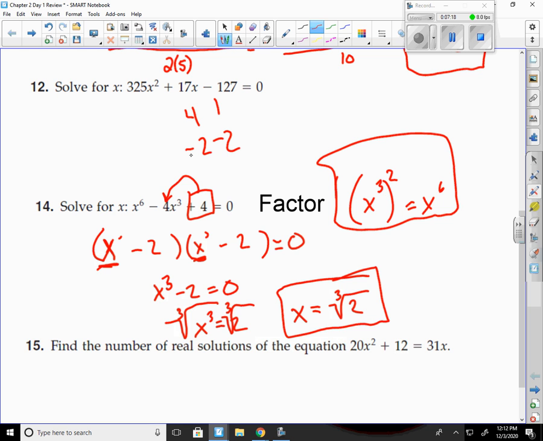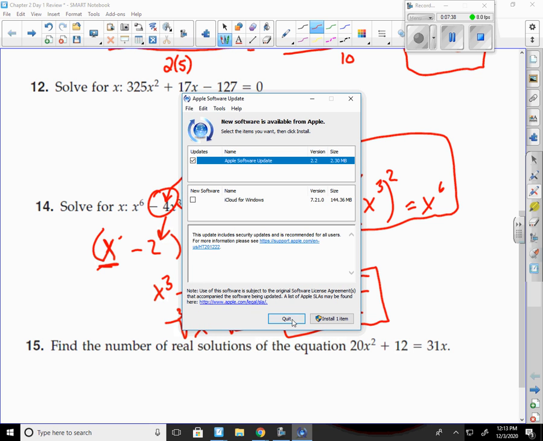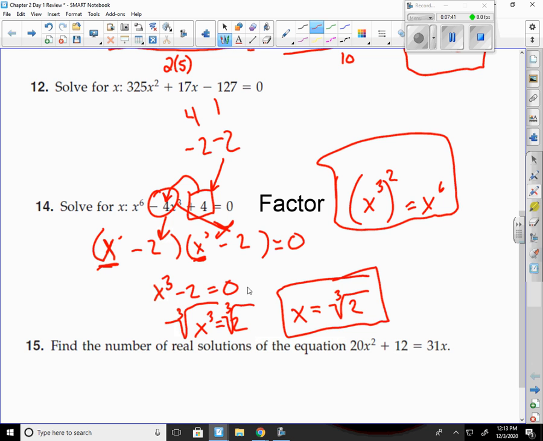I also have negative 2 times negative 2 would give me 4. Negative 2 minus 2 gives me negative 4. So I know that these have to be negative 2 and negative 2. So it really just comes back to factoring. Don't let this x to the sixth complicate it. If you see one that's x to the sixth or anything higher than x squared, especially in this chapter, it's got to be coming back to this middle term squared.